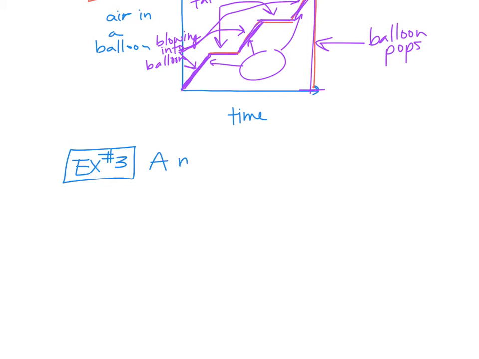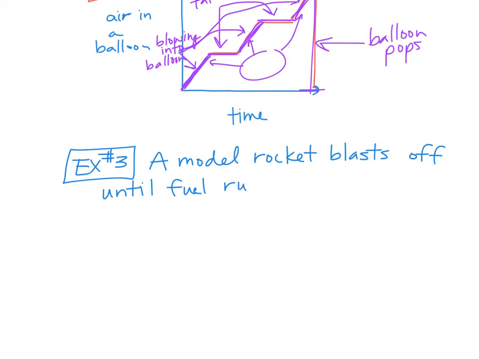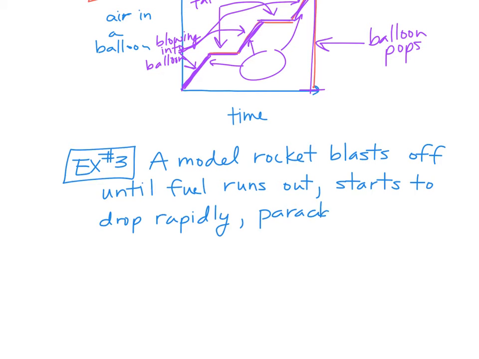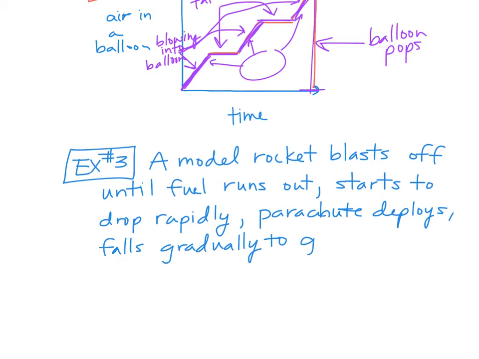So it says a model rocket blasts off until fuel runs out, comma, here's the next part, starts to drop rapidly, a parachute deploys, and then it falls gradually to the ground, usually somewhere into the ocean, I feel like.